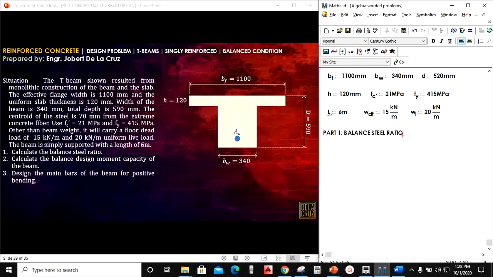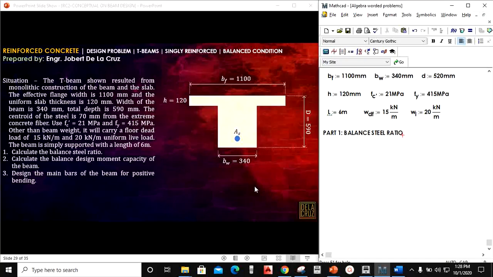Hello everyone. So for this lecture, we will be having the design of a singly reinforced T-beams. Okay, and also we will discuss its balance condition. Okay, so in this problem, the T-beam shown resulted from a monolithic construction of the beam and the slab.